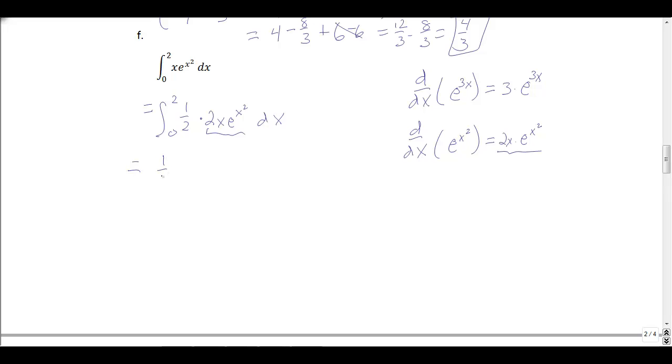And then this 2x e to the x squared matches my derivative of e to the x squared. And so when I do an antiderivative, the 1/2 will pull out in front, and the antiderivative of 2x e to the x squared is just e to the x squared. And then I evaluate that at 2 minus that evaluated at 0. When I plug in 2, I'm going to get e to the 4th. Plug in 0, I get e to the 0. Note here, e to the 0 equals 1. So you end up with e to the 4th minus 1 over 2.